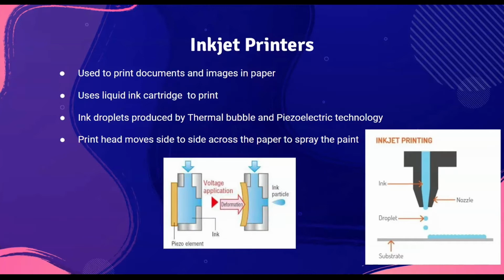There are two types of printing technology in inkjet printers, which are thermal bubble and piezoelectric. Thermal bubble is where the ink droplet is heated so it forms a bubble. It then rapidly enlarges and explodes, spraying ink on the paper. Piezoelectric is where, as seen in the picture, the piezo element deforms, pressurizing ink to flow out of the nozzle when electricity is passed. When these are done repeatedly, it forms an image.